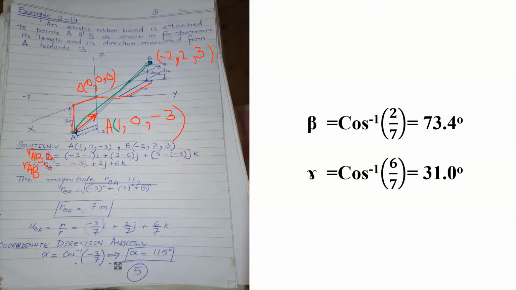Then you have to find its magnitude: square root of minus 3 squared plus 2 squared plus 6 squared. Then you get RBA, the length of the rubber band, that is 7 meters. Then you find the unit vector, R upon R: minus 3 upon 7 i plus 2 upon 7 j plus 6 upon 7 k. Then cos alpha equals minus 3 upon 7, beta equals cos inverse 2 upon 7, and gamma equals cos inverse 6 upon 7. So you will get the coordinate direction angles.